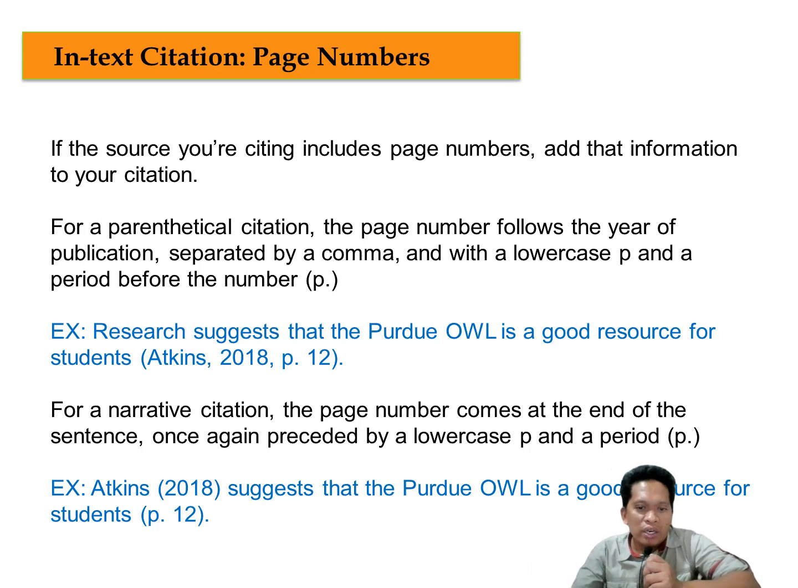Now for the narrative citation, of course, you'll have the surname as part of the narrative, and then the year in parentheses, and in the last part of the statement, in parentheses, the letter p, period, and the page number 12.